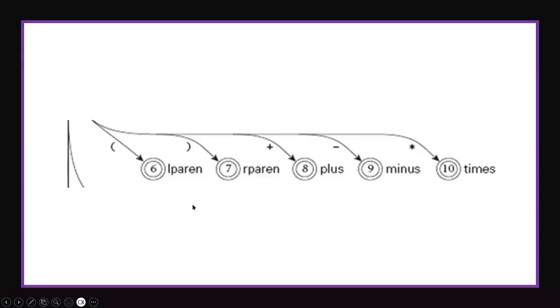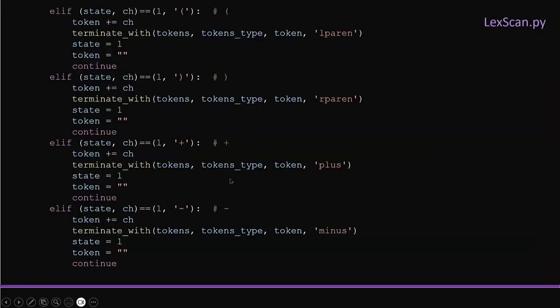Second part, we talk about this part. If you have the operator symbols or parentheses, these are the code to deal with them.